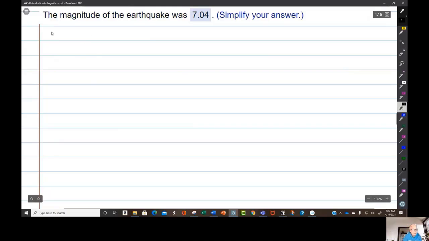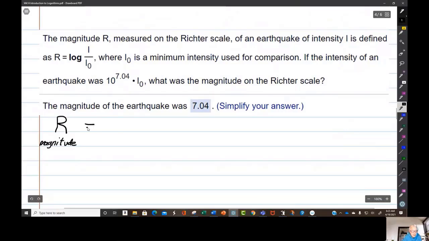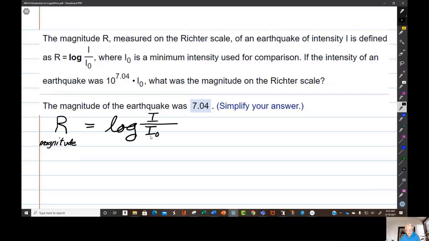We're looking for the magnitude R. Okay, that's magnitude. Think of that as bigness. It's a number assigned to show the destructive power of the earthquake, the amount of shaking. What that equals is log of the ratio of the intensity to a minimum intensity. And I suppose if you're a geologist, you know what number that is.